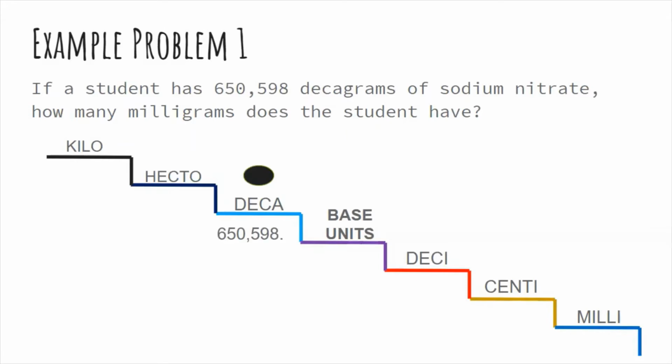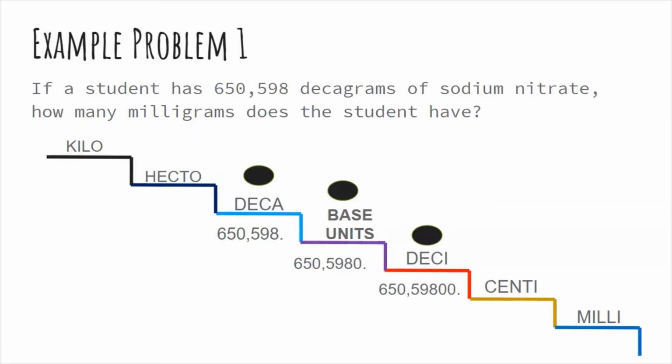So this is the staircase we're starting at. Now take a moment and count down. We're going down 1, 2, 3, 4 stairs. We're going down, which means the decimal should be moved to the right. So let's track it. If we go down 1 to base units, it becomes 6,505,980.